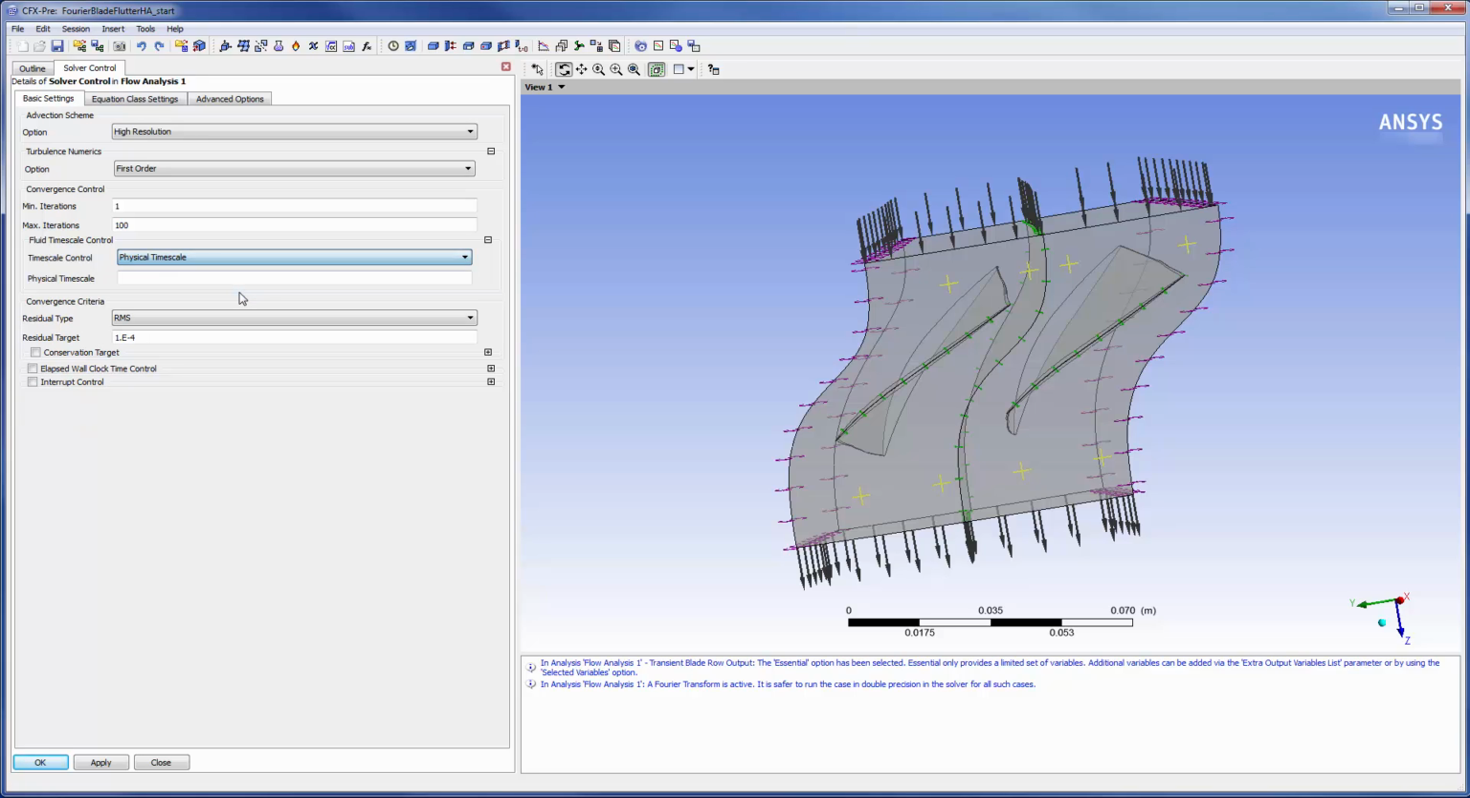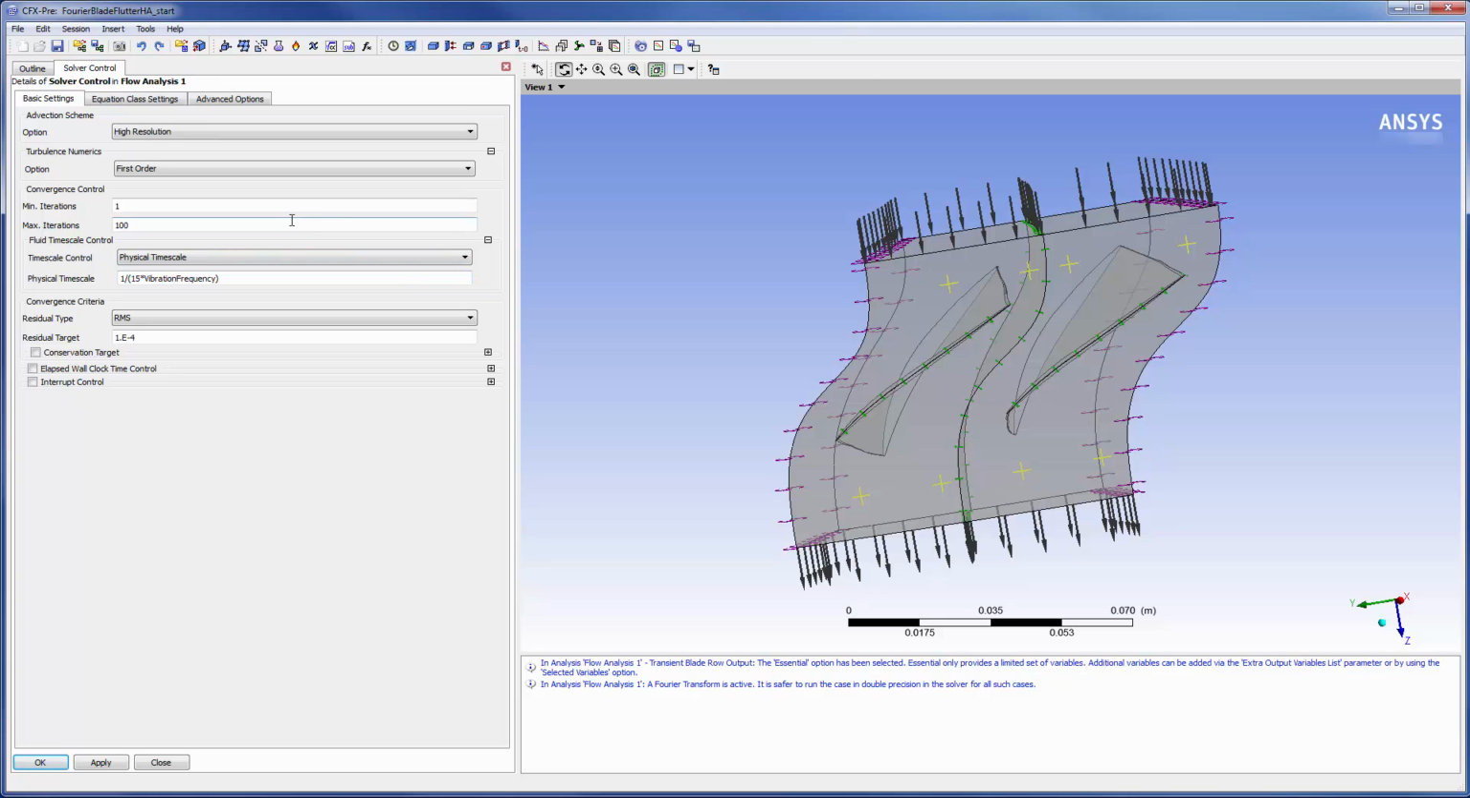The solver will use physical timescale control. The timescale value must be a fraction of the smallest time period involved. In this case, the blade's vibration frequency has the smallest time period, and 1/15 of that value will be used for the physical timescale. In general, a solution can be made more stable by using a smaller timescale value.